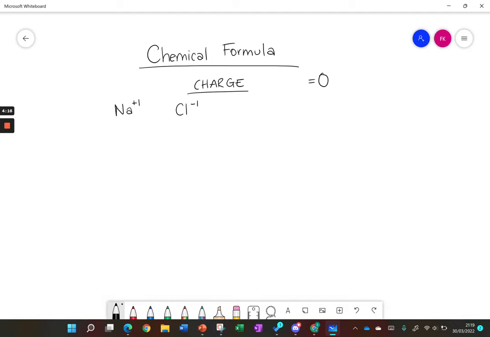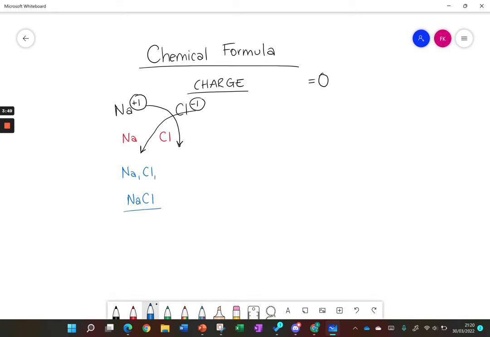Now we're going to do what we call swap and drop. So we'll write out our elements again underneath, and we're going to swap these charges. We're going to drop that one down there, and we're going to drop this one down here. So we're left with Na1Cl1, which we know we can just write as sodium chloride, NaCl.